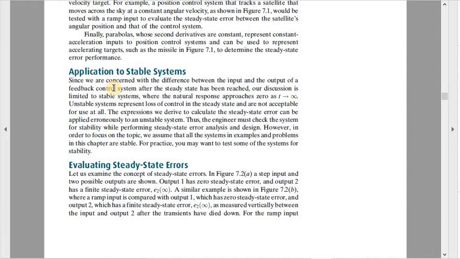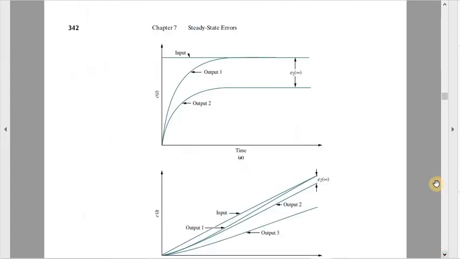This will give you the wrong information, because steady state error only occurs when we have some steady state value. If we have an unstable system, there is no steady state value. Okay, how do we evaluate the steady state error? For that, let's consider a figure here.